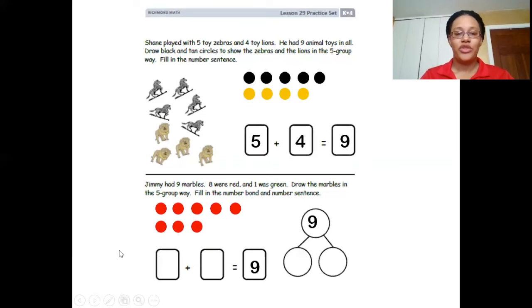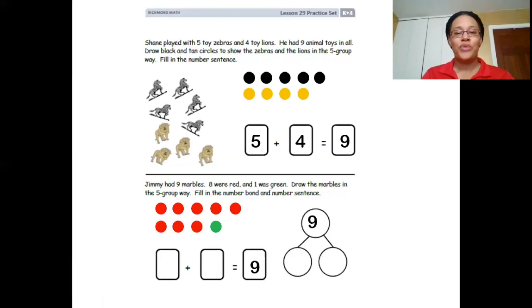Okay, so here's a picture of red marbles. Let's make sure that they're 8. 5, 6, 7, 8. Great. Or you could have counted them one at a time. All right. And 1 was green. So these are our 2 parts, 8 and 1. So we can fill in the red part and the green part in our number sentence, and the red part and the green part in our number bond.